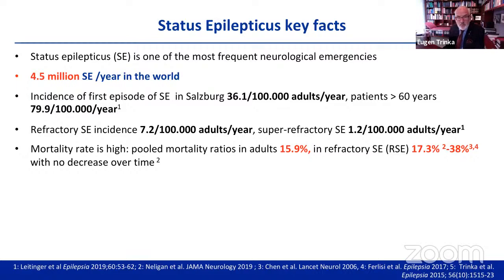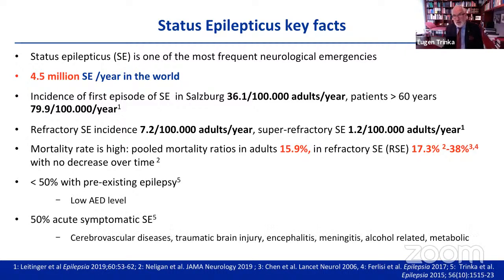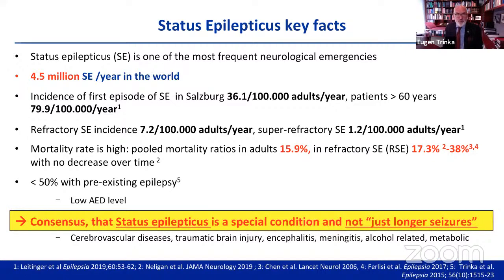Mortality rate is high. Pooled mortality ratios in adults is 15–16%, and the refractory goes up to 38%, with no decrease over time despite our treatment. Less than half have pre-existing epilepsy, low anti-epileptic drug levels, acute symptomatic causes are prevailing: cerebrovascular, traumatic brain injury, encephalitis, meningitis, alcohol-related, and metabolic. These are the big 5 or 6, depending how you count. There is consensus in the community that status epilepticus is a special condition and not just a longer seizure.